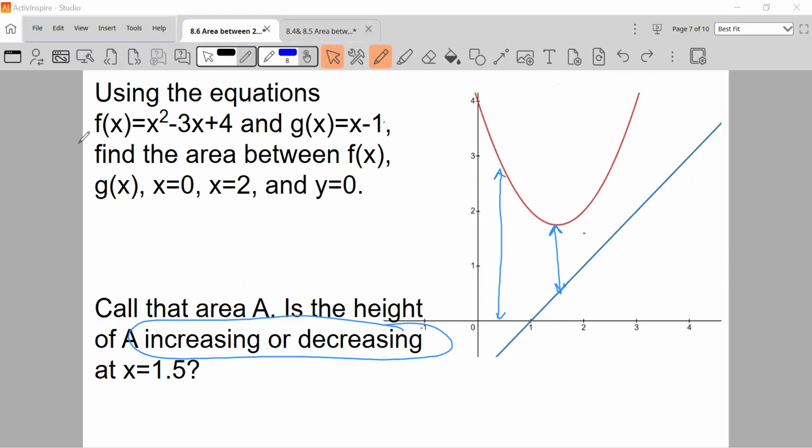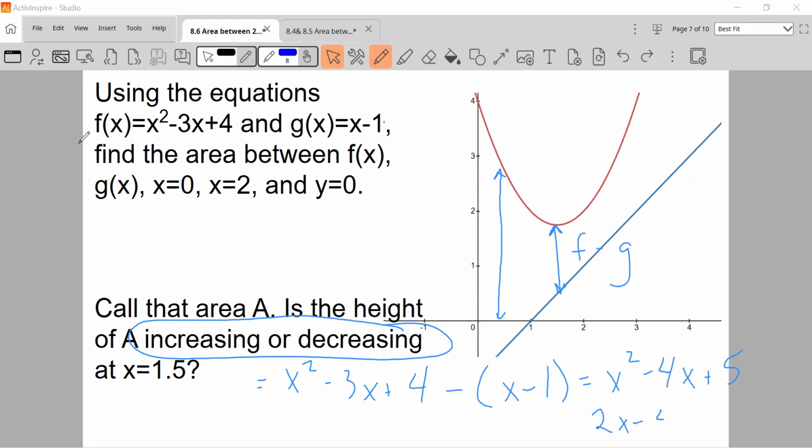The height here is going to be f minus g. So we're going to take x squared minus 3x plus 4 minus x minus 1. That's our f minus g. So that'll end up being x squared minus 4x plus 5. And then we take that derivative. So this will give us 2x minus 4. This is f prime minus g prime. And now all we have to do is plug in 1.5.